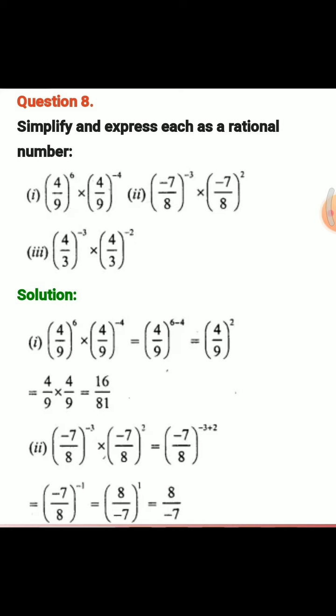Okay. Next, minus 7 by 8 power minus 3 multiplied by minus 7 by 8 power 2. Here also the base is equal, so minus 7 by 8 power minus 3 plus 2. Okay. So minus 7 by 8 power minus 1. Okay. After that you convert it to 8 by minus 7. Okay guys.